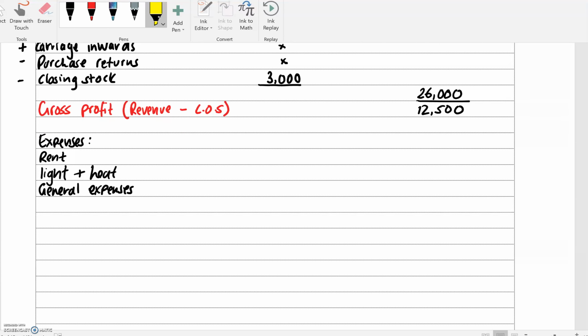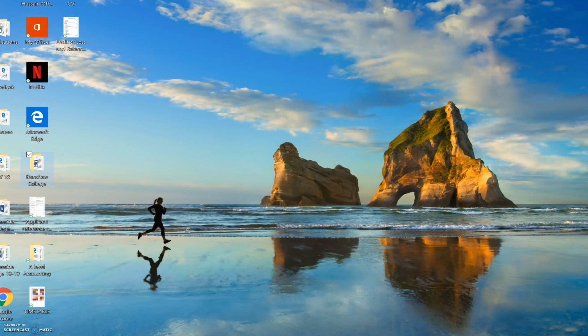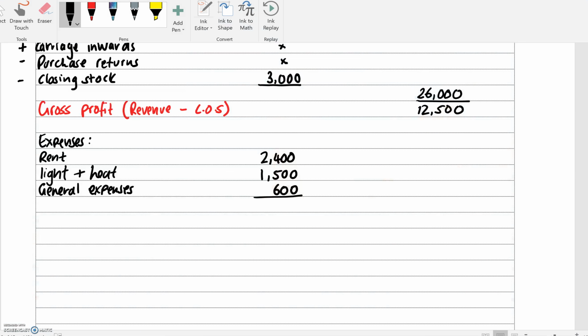So expenses should be, the rent is 2,400, the light and heating is 1,500, and the general expenses is 600, which will give us the total of the expenses. Again, we would put the answer here because it's the main total, which would be 4,500.